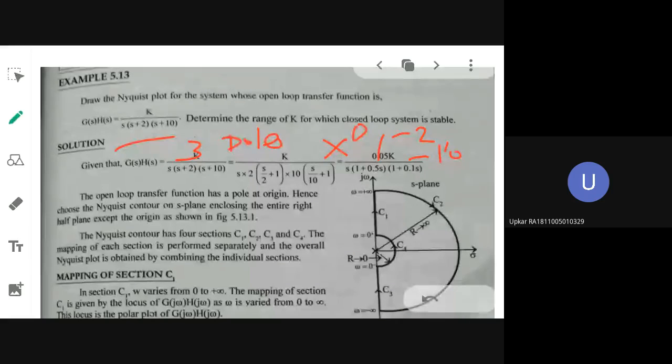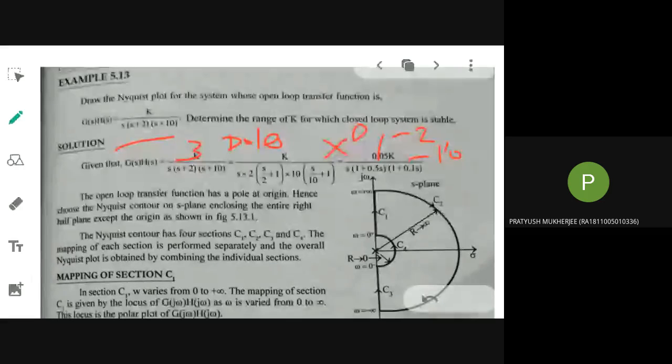Is there any pole located at the origin as per this problem, yes or no? Yes, the pole is there. So is that a singular point or a non-singular point? That is my question. Based upon that only, the first step is to draw the contour. So, 0 is a singular point or a non-singular point?